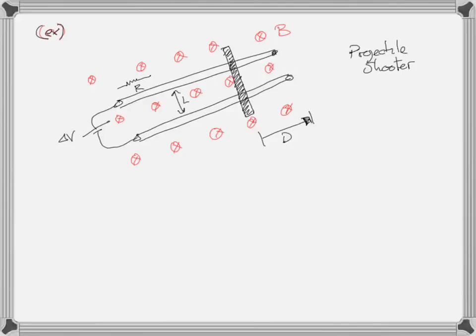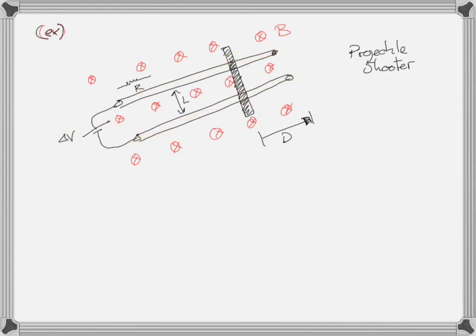Okay, this is a fun example problem to combine a couple of the ideas we've got. Here I've got an apparatus which I'll call a projectile shooter. In this apparatus there are two metal rails attached with a power supply. That's this one and this one, metal rails attached with a power supply. And then there's a movable metal bar on top.